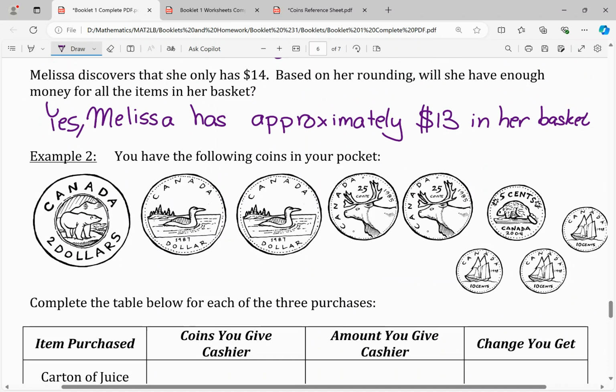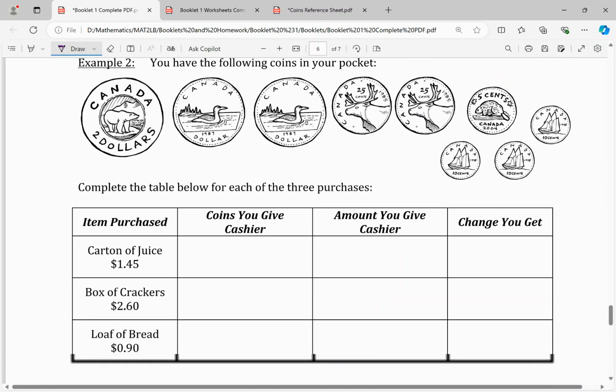Now, example 2, you have the following coins in your pocket. Now, this time we're not just going to add them up. We're doing something a little bit different. Complete the table below for each of the 3 purchases. So, a carton of juice costs $1.45 using only the coins that we have above. We need to pay for this.